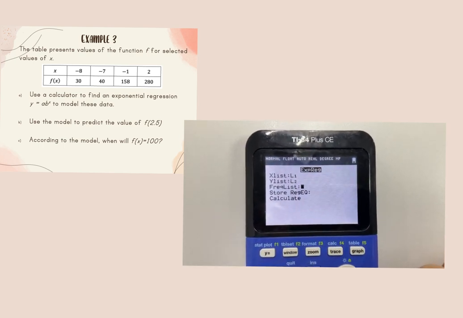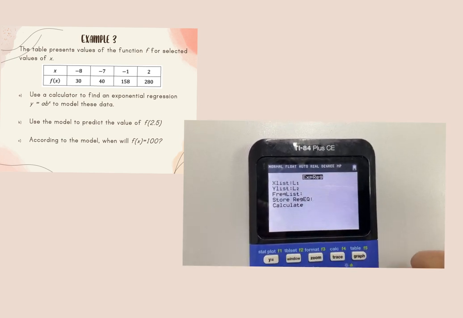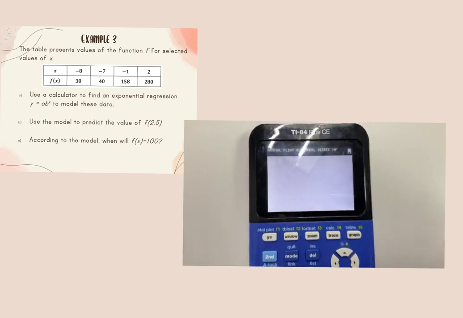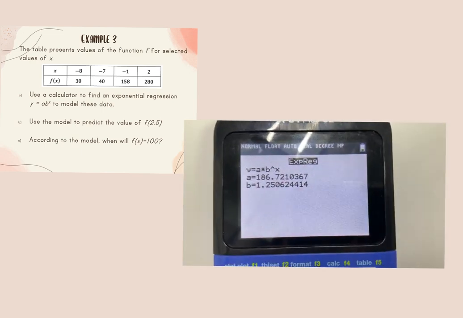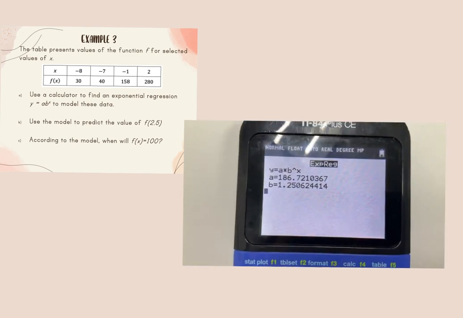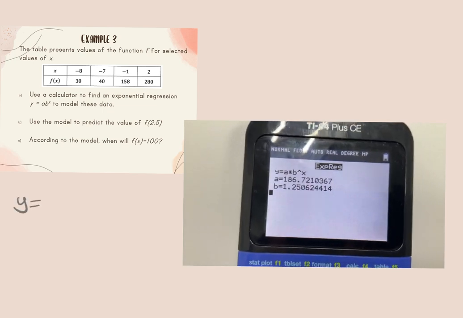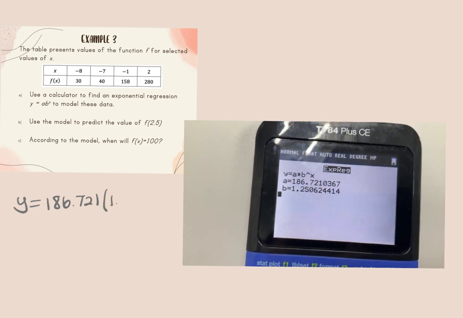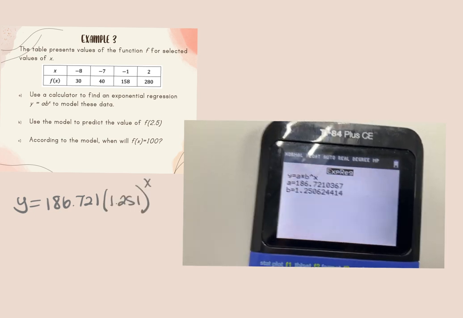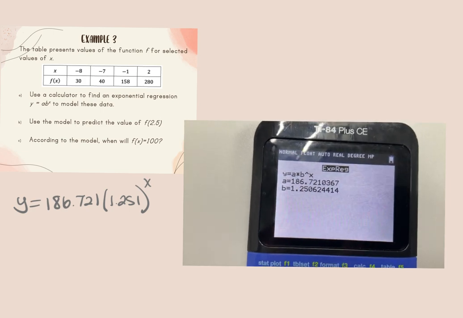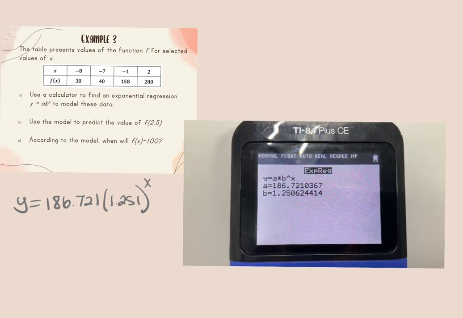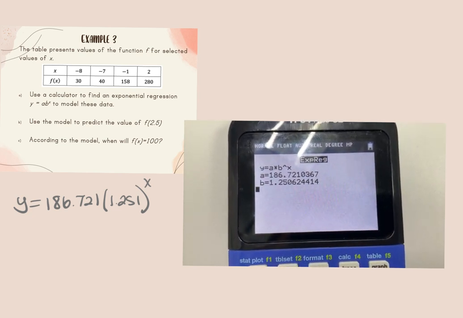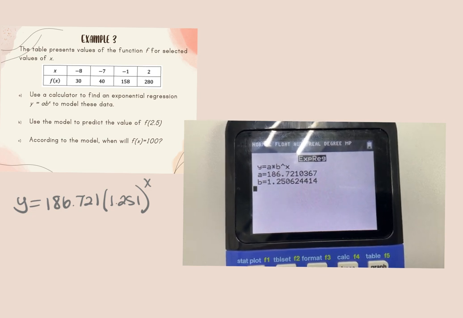regression. I want to leave all that and I want to store it. So I'm going to go alpha, trace to the Y1 to store it, and hit enter twice. So here is my exponential: y equals a, 186.721, times b, 1.251 to the x. Notice the model was not plus k. It won't work if it's plus k, so we won't get questions like that. It will say find it if it's a times b to the x.